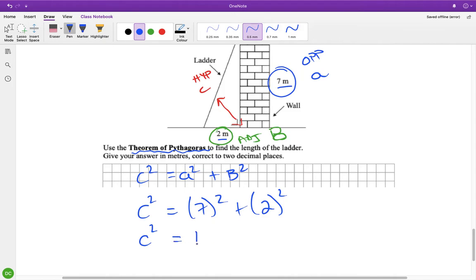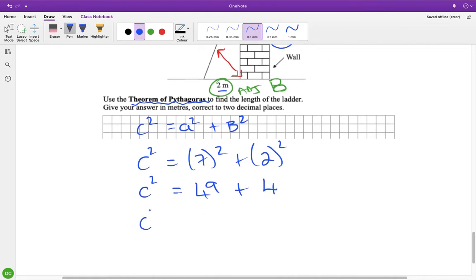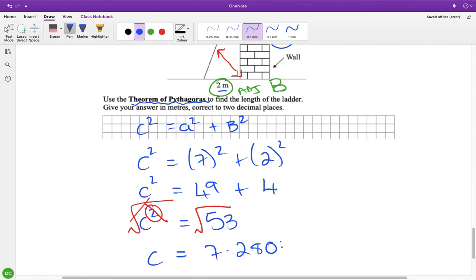So 7 squared is 49 and 2 squared is 4. So C squared is equal to 49 and 4, which is 53. And then to get rid of this square, I have to do a square root. But if I square root one side, I have to square root the other side. So I get C equals square root of 53, which on my calculator is giving me 7.280109889.